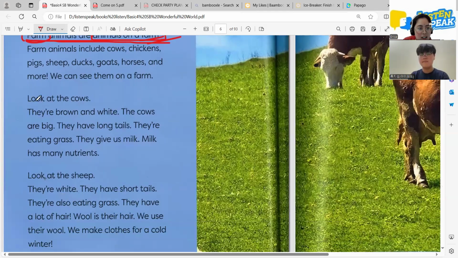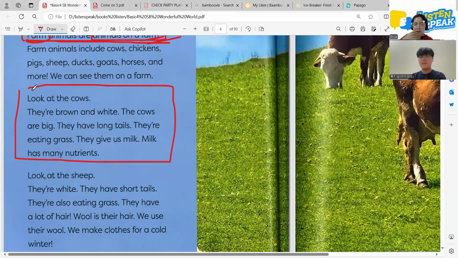Okay, let's continue here. Look at the cows. The cows. They're brown and white. The cows are big. They have long tails. They're eating grass. They give us milk. Milk has many nutrients. Okay. All right. Now, did you understand? Yes. Okay. Do you have questions? No questions. Okay.